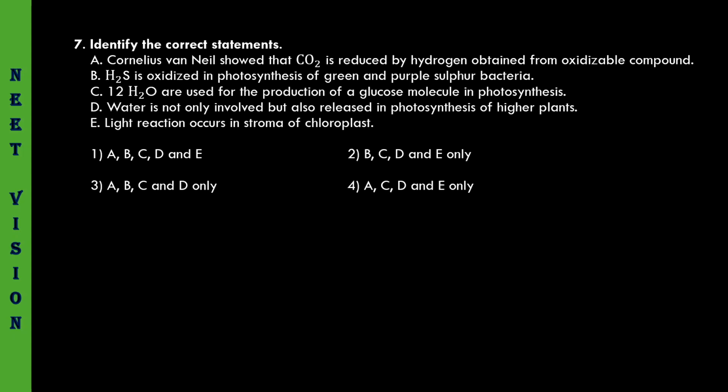12 molecules of water are used for the production of a glucose molecule in photosynthesis. It is also clearly given in the equation as given in the book. Right? Water is not only involved but also released in photosynthesis of higher plants. Yes, 12 molecules of water are involved, 6 molecules of water are liberated for the formation of 1 glucose molecule by reducing 6 CO2 molecules.